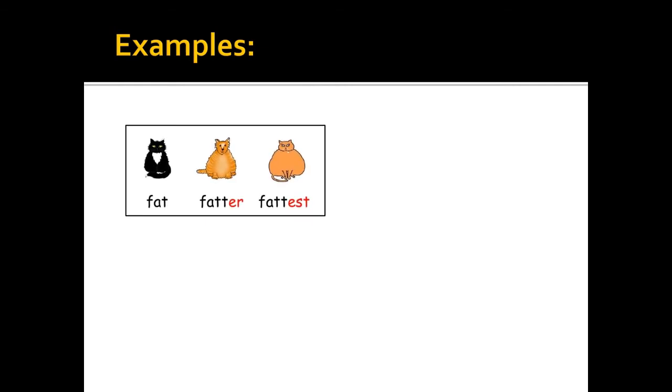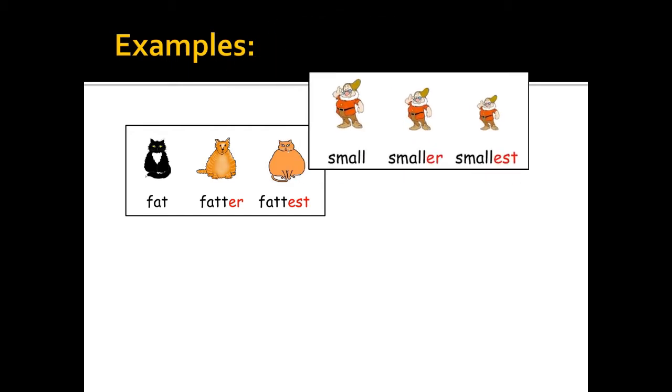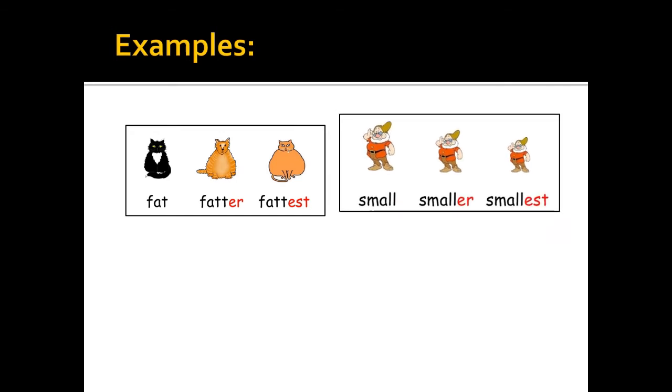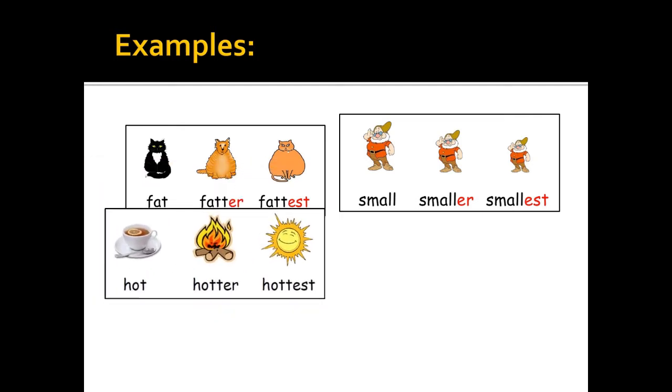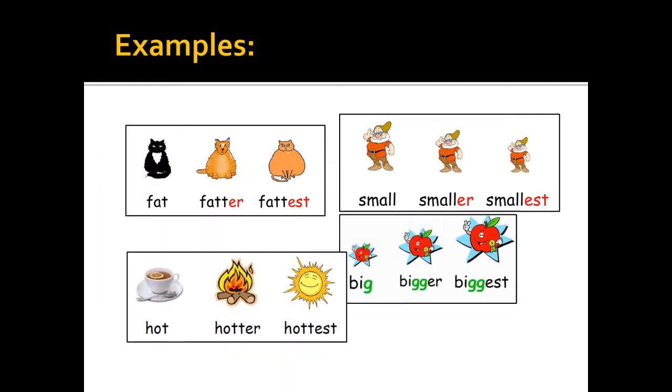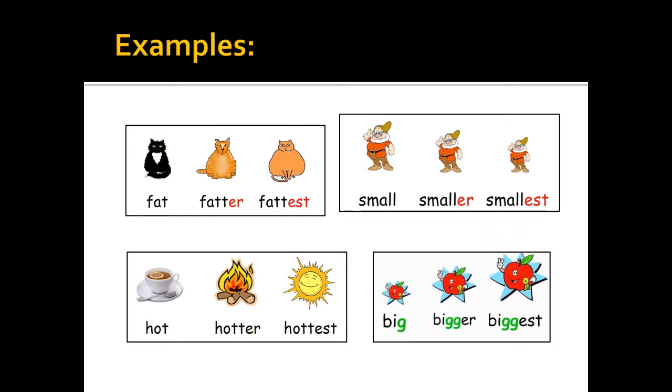I will show you some examples related to comparative and superlative adjectives. You can see the first, fat, fatter, fattest. Fat is the positive form, fatter is the comparative form, and fattest is the superlative form. Now, see the next example, small, smaller, smallest. Small is the positive form of the adjective, smaller is the comparative form, and smallest is the superlative form. Now hot, hotter, hottest. Big, bigger, biggest. Now you can see these are all examples of comparative and superlative adjectives.